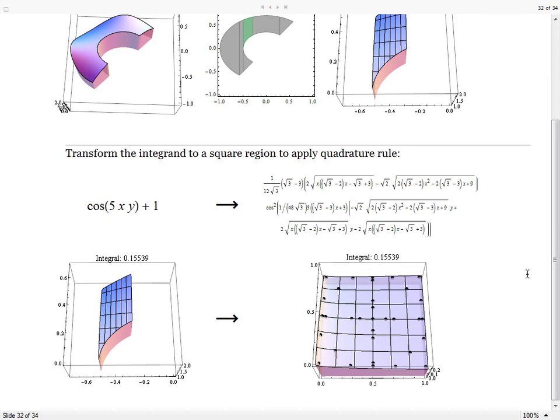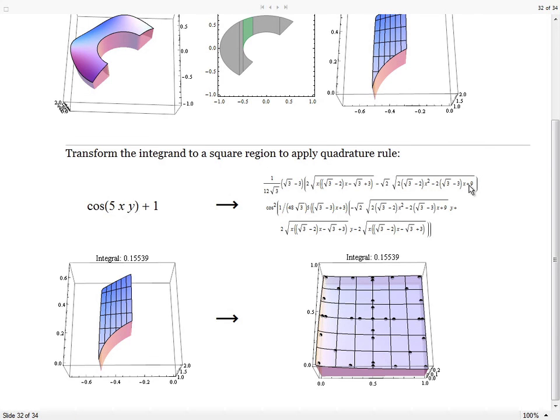This is done using a change of variables, as usual in calculus. You may recall that a change of variables involves multiplying by the derivative of the Jacobian of the variable transformation. But of course Mathematica has that part covered, and in the end, for this particular subregion, it turns out that this is the final integrand that Mathematica obtains for numerical integration. The original integrand was cos 5xy plus 1. So it's a different integrand on a different integration region, but the value of the integral is the same. The price of the change of variables is, of course, that this integrand is quite a bit more complicated.